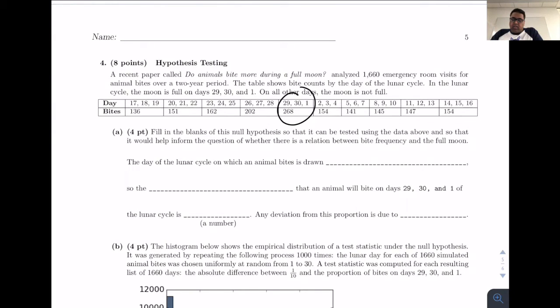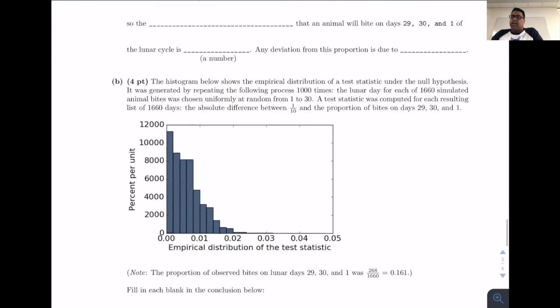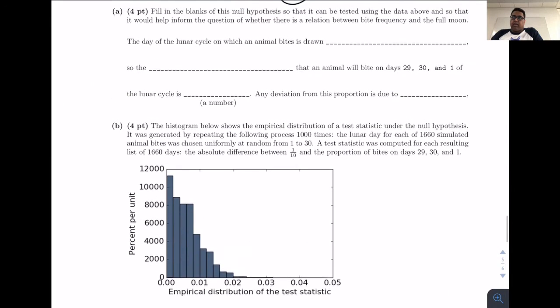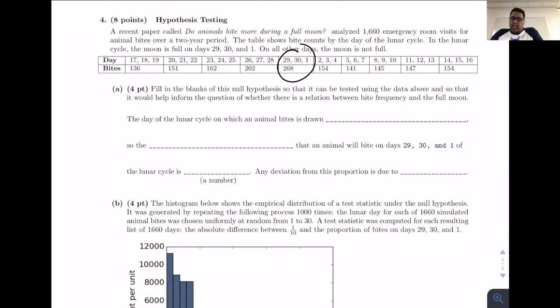But this question is asking us to find, okay, what's a null hypothesis for this question? If we want to test whether or not there is something weird occurring with days 29, 30, and 1, we'll go into that further in the latter part of the question. But what's a null hypothesis? Well, again, a null hypothesis is something we currently believe to be true, right? We haven't yet proven that there's something special with the end of the lunar cycle with regards to animal bites.